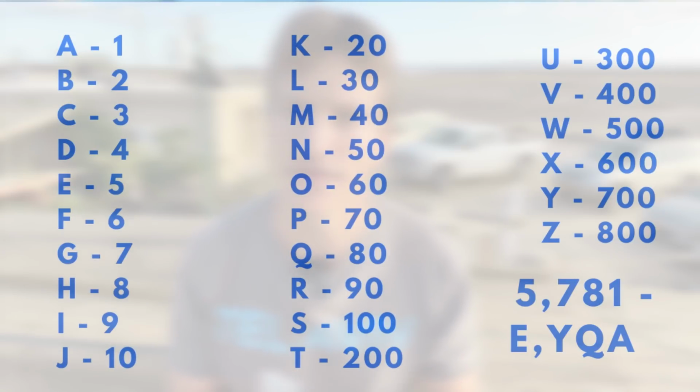J is the 10th day of the month, and the 11th day is JA, the 12th is JB, and so on. The 20th day is K, and the 21st is KA, and so on. You get the idea. The year is also written in Hebrew letters.